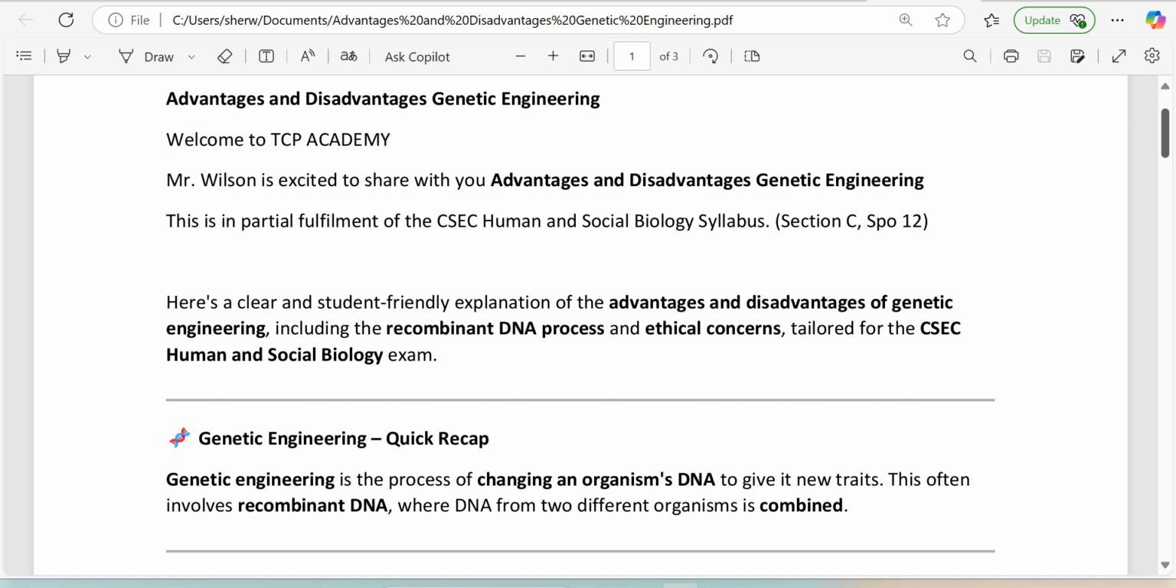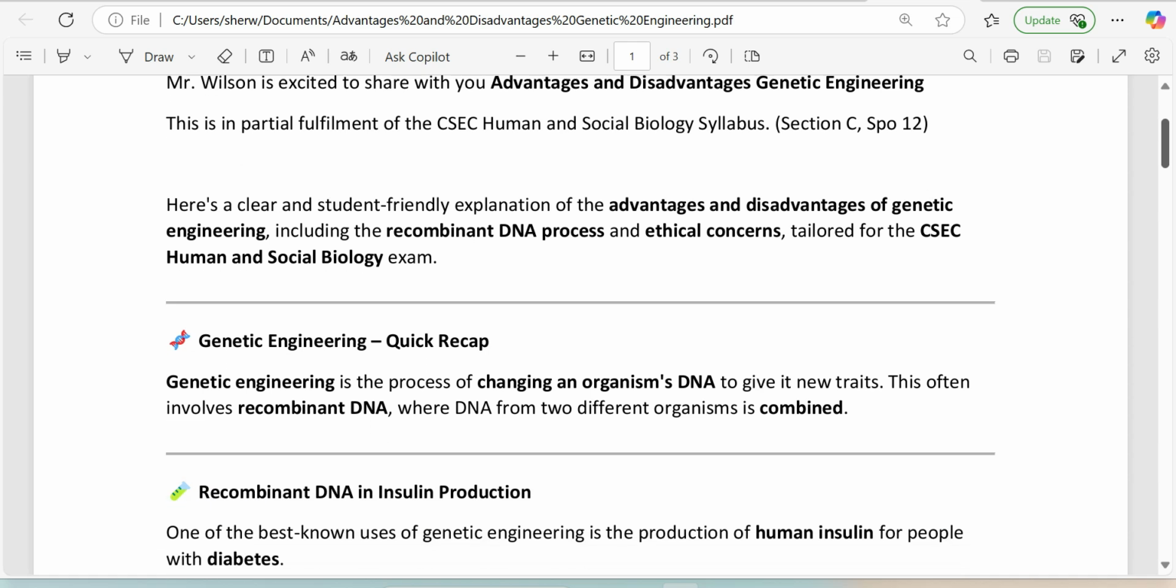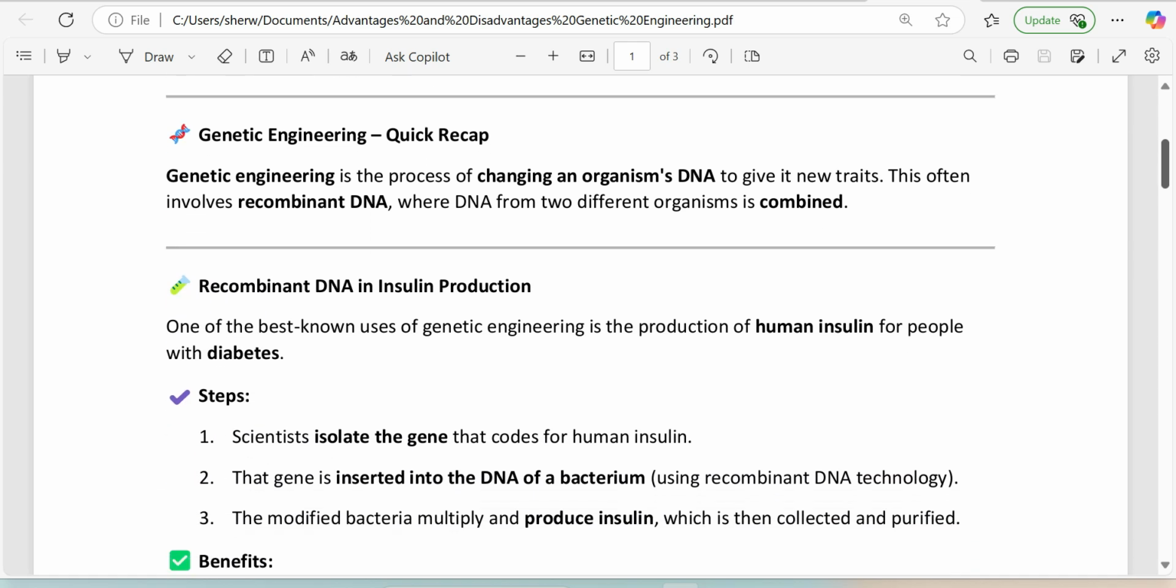Here's a clear and student-friendly explanation of the advantages and disadvantages of genetic engineering, including the recombinant DNA process and ethical concerns, tailored for the CCC Human and Social Biology exam. Genetic engineering: quick recap. Genetic engineering is the process of changing an organism's DNA to give it new traits. This often involves recombinant DNA, where DNA from two different organisms is combined.